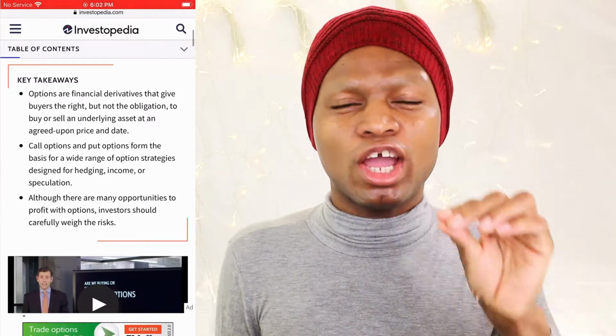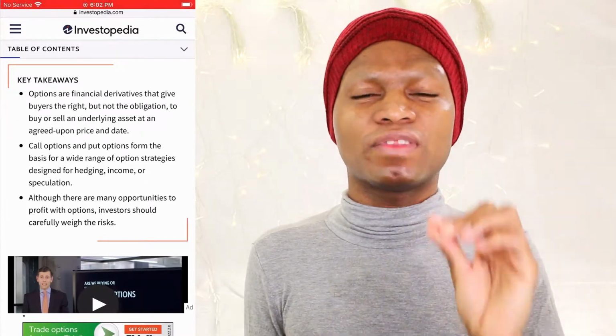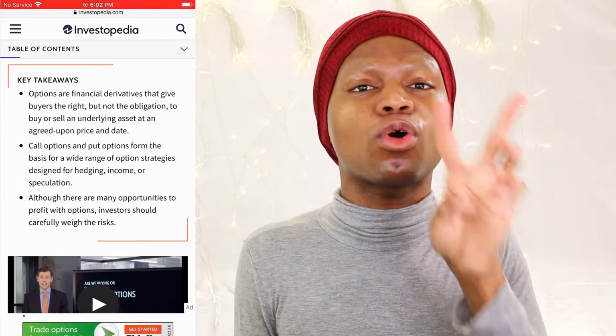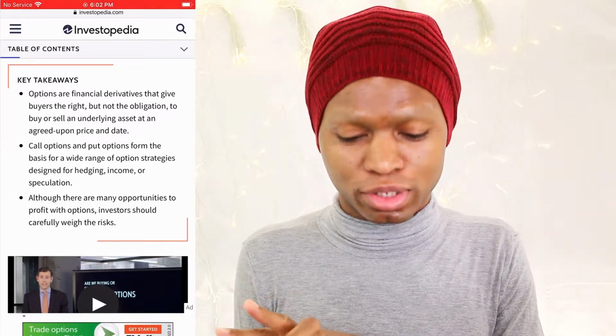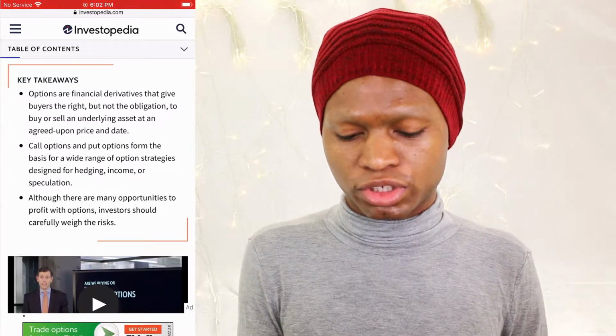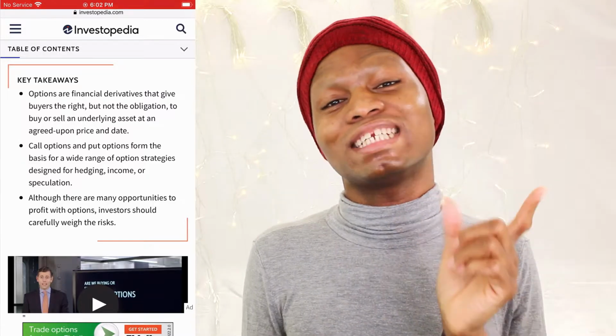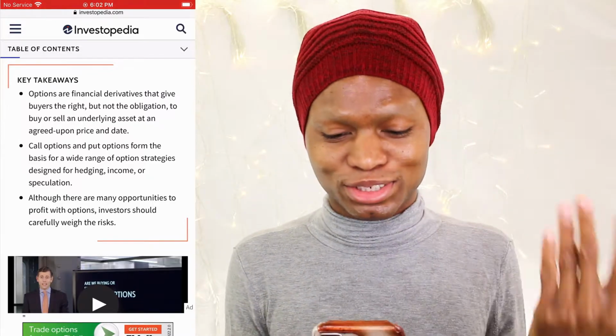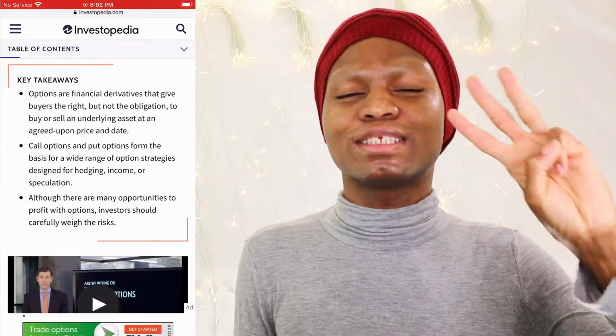Okay, another key note you should take from this is that option trading has two types. We have call options and put options, okay? Although there are many opportunities to profit with options, investors should also know that there are risks. Let's be real. In life, there is no risk, no reward, right? So these are the take notes.